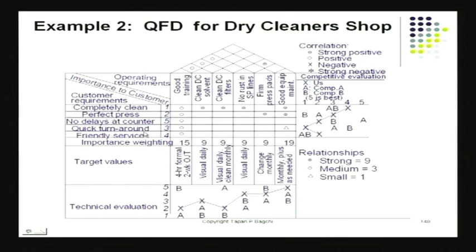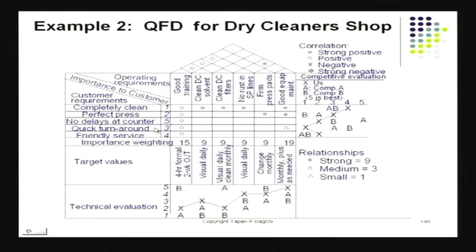These are the things customers are looking for, and the customers themselves give us importance. No delays at the counter is least important. Completely clean is the top priority for them. Then of course they would like to have perfect press, and then quick turnaround, then friendly service, and least of all they would like to have no delays at the counter. This is what they would like to have.